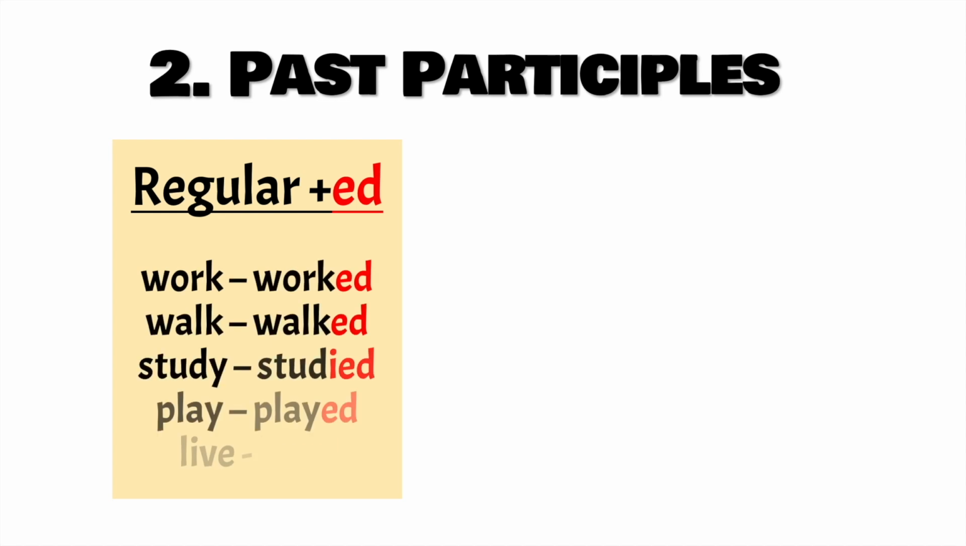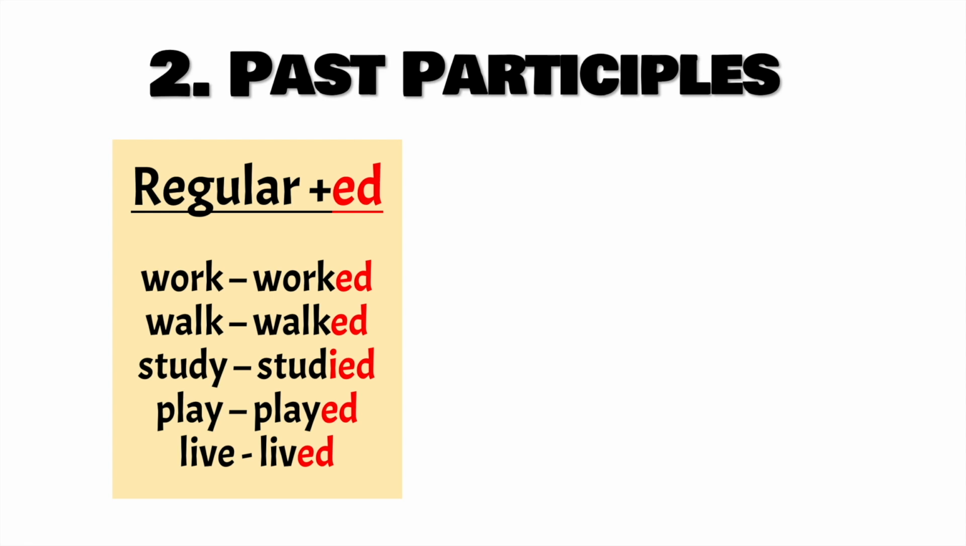So now let's take a look at past participles. So as I said, past participles can be regular or irregular. So first, regular. We add ed at the end of the verb, like in work, worked, walk, walked. Pay attention to this one. Study, studied. So we take out the y and we add IED. Why? Because before the y there is a consonant, D. So then, yes, we can change it to I. So y changes to I.